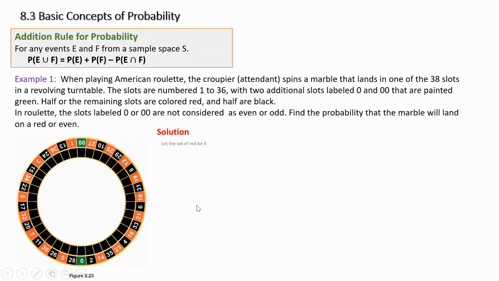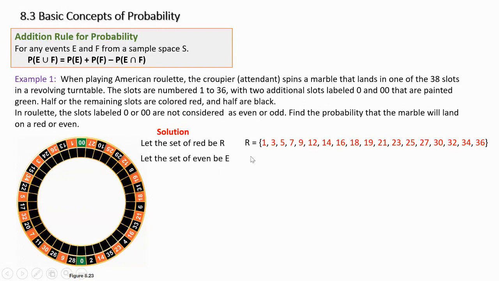Okay, so let's do the solution. Let the set of red equal to R. Let the set E equal to even. Right? So the R, all the red slots are here. I counted them all the way around. All these numbers that are red in the turntable, I just listed them right here. Now all the even numbers, right? I also listed them here with a specific order and everything.